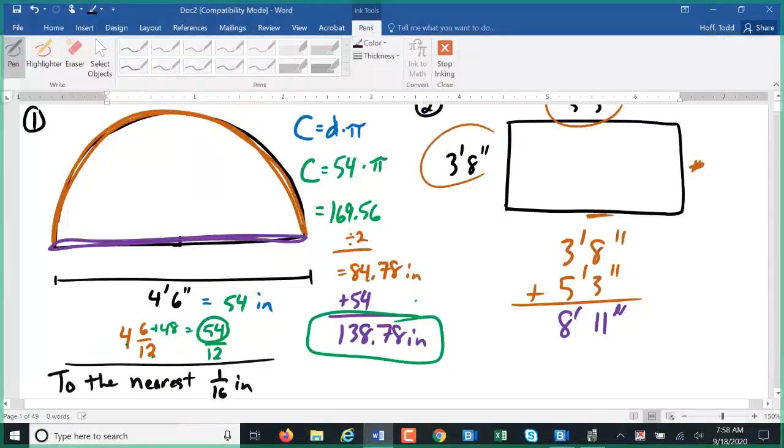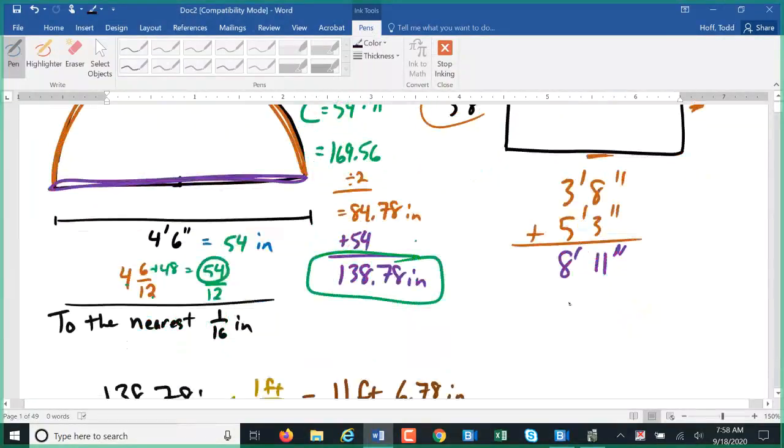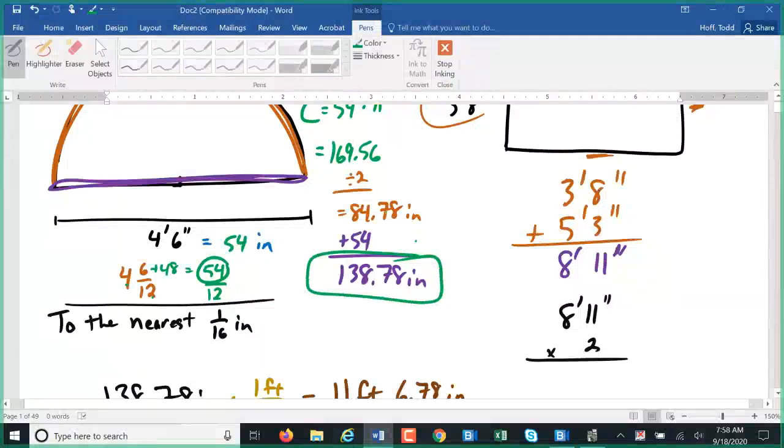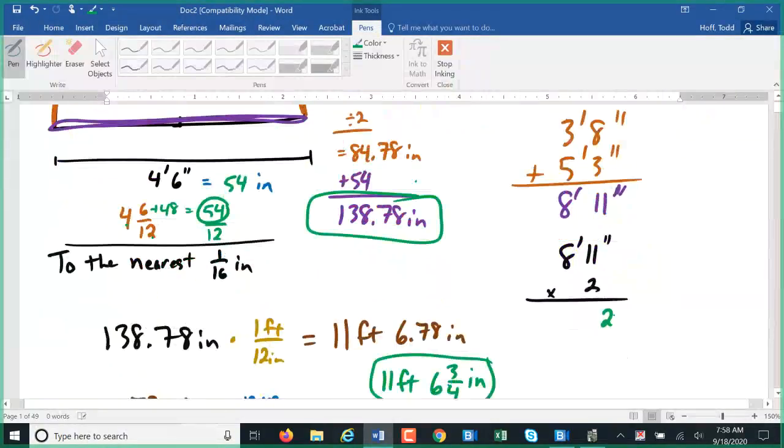I need to multiply that by 2 because there's 2 more sides of those same lengths. 11 times 2 is 22 inches. That is 1 foot and 10 inches. So we keep the 10 inches. Carry the 1 foot. 2 times 8 is 16, plus 1 is 17 feet. So that is 17 feet, 10 inches.